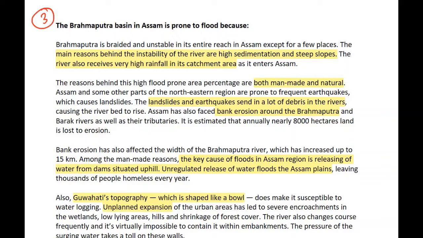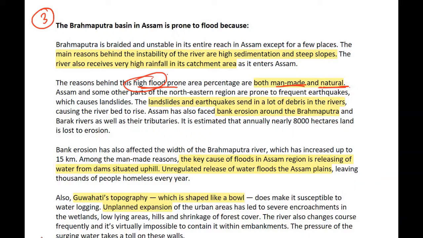Next, very quickly, the reasons as to why the Brahmaputra basin in Assam is prone to floods. See, one reason why the Brahmaputra basin is prone to floods is that Brahmaputra is basically in an area that receives very high rainfall. But the reasons behind so many floods occurring are both man-made as well as natural. Because there can be statements that give out the reasons as to why this Brahmaputra river floods so often, or why the Brahmaputra basin is prone to floods.